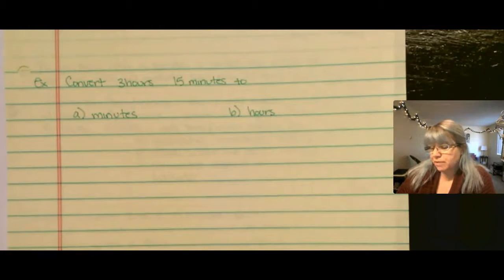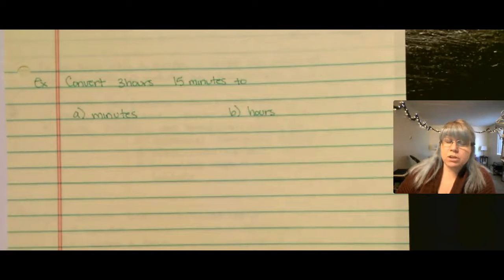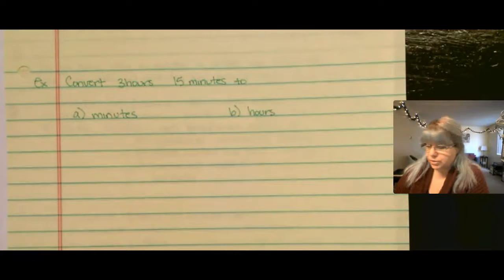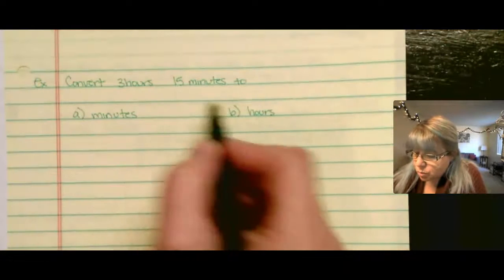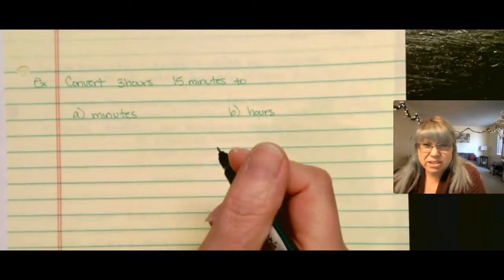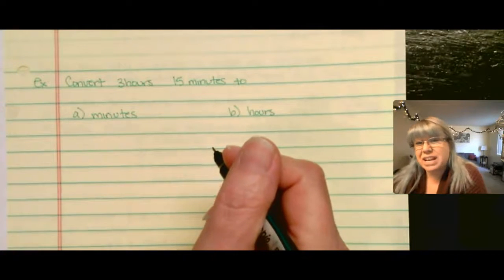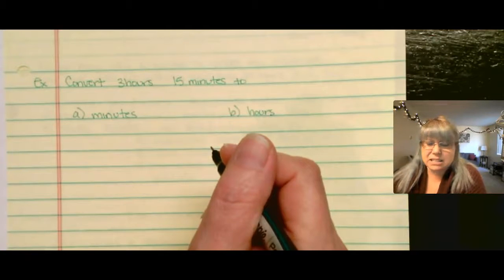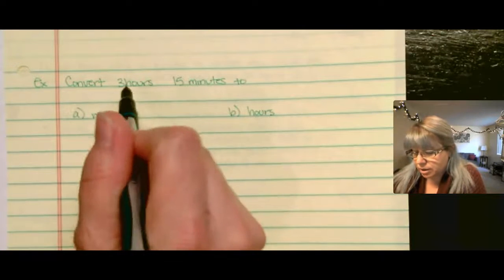All right, so let's use unit analysis and convert time to one type of measure. So here's an example. We have 3 hours and 15 minutes. We want to convert it first to minutes, and then second, to hours. So to convert it to minutes, well, 15 minutes is already in minutes. Therefore, I don't have to convert that. I just need to make sure that I add it at the end when I do convert the 3 hours.